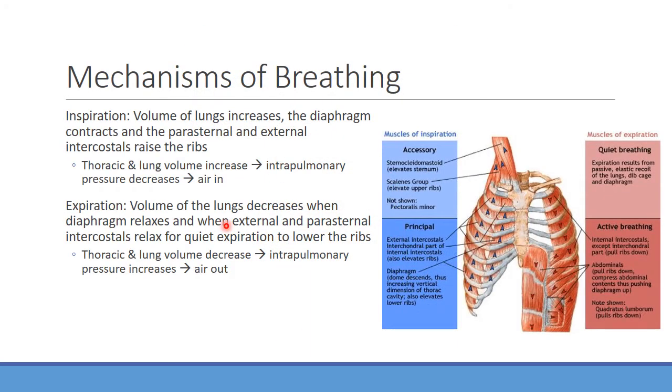Okay, so again, with inspiration, the volume of the lungs is going to increase. The diaphragm contracts, and those parasternal and external intercostal muscles can raise the ribs. That's going to allow the thoracic and lung volumes to increase. The pulmonary pressure is then going to decrease because you're creating a larger space. The air is going to flow in. Okay, we already mentioned that.